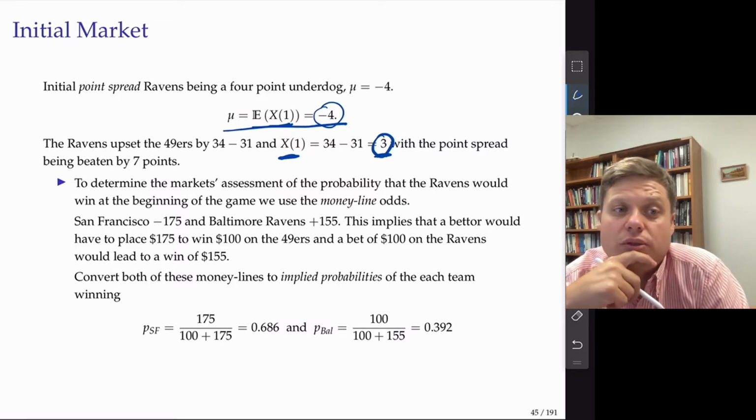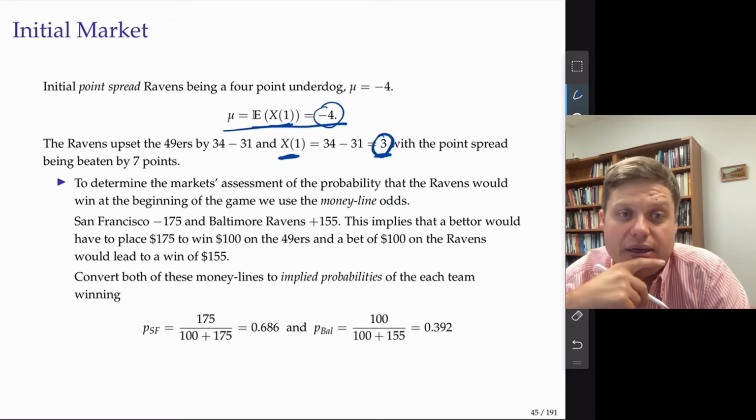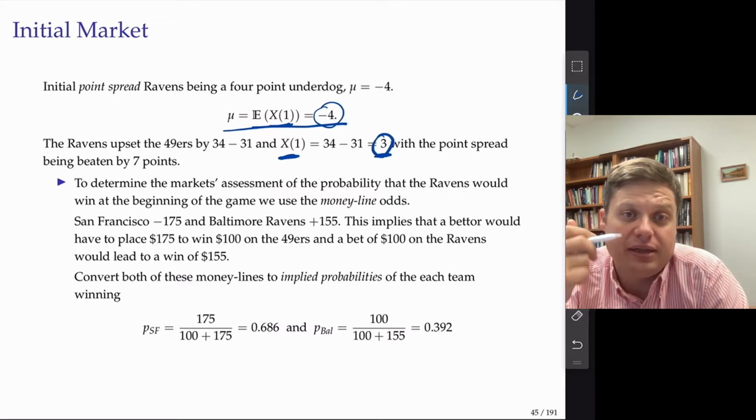And now what we want to determine is the market's assessment of the probability that Ravens would win at the beginning of the game. And we use the money line odds. So San Francisco was -175 and Baltimore Ravens was +155. This implies that if you place a bet of $175 on San Francisco, you win $100 back. And if you bet $100 on Ravens, you would win $155 back.